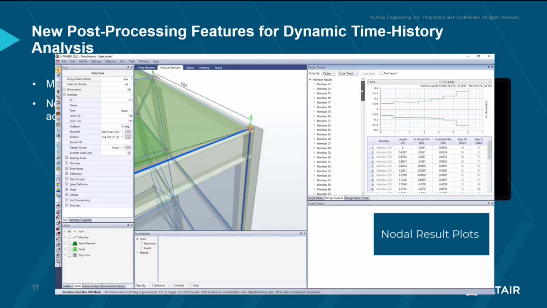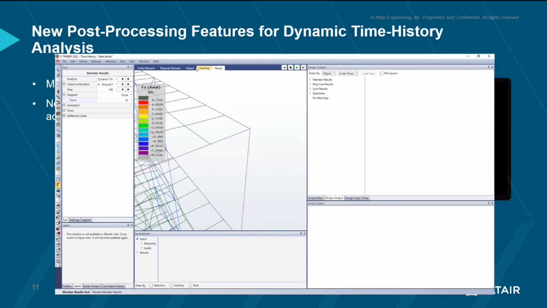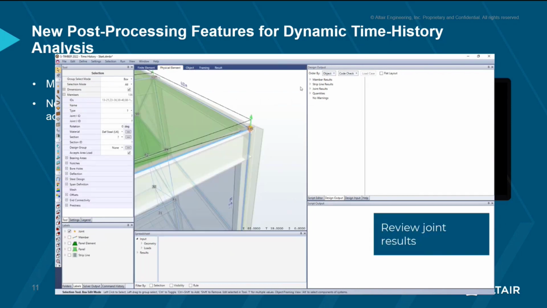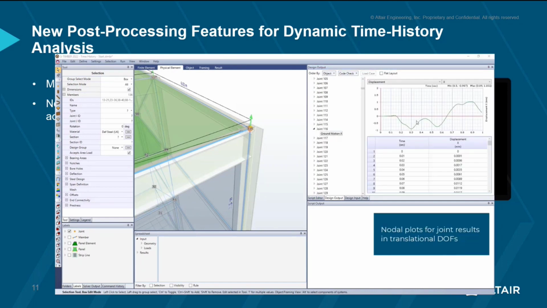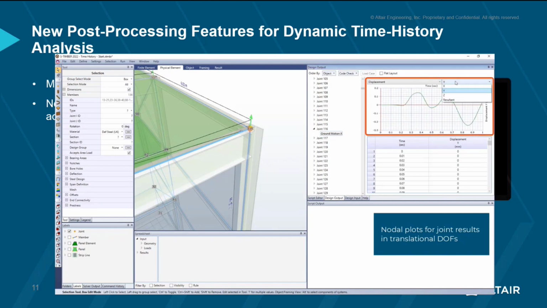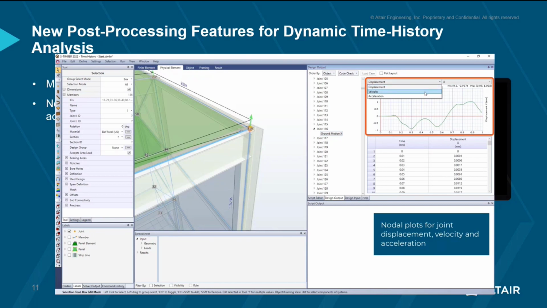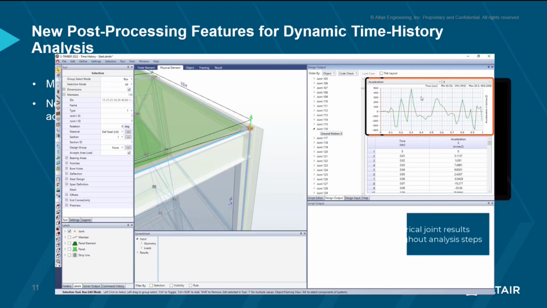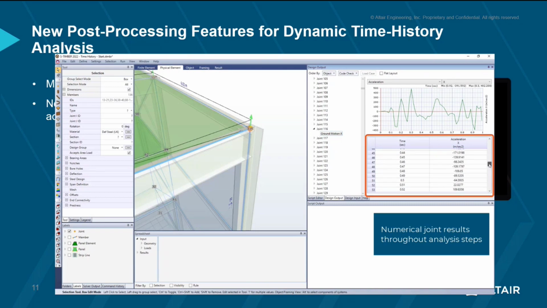Now, regarding the nodal result plots, if I focus on one joint now, which is node 116 in this case, I can go to my joint results, and I can plot the displacement, velocity, and acceleration results for the joint in question as well. So this information is also provided to me in a numerical format, which is handy when we want to have a detailed look at the results as well.